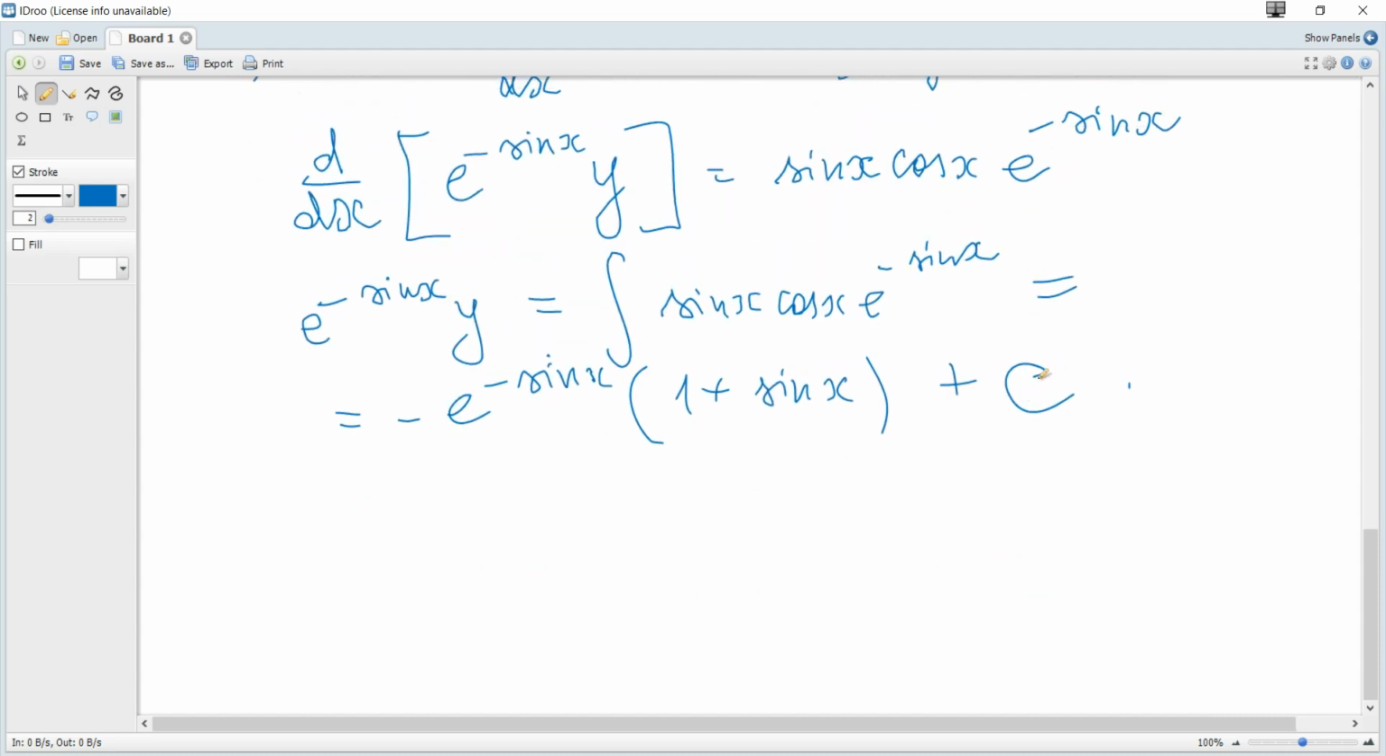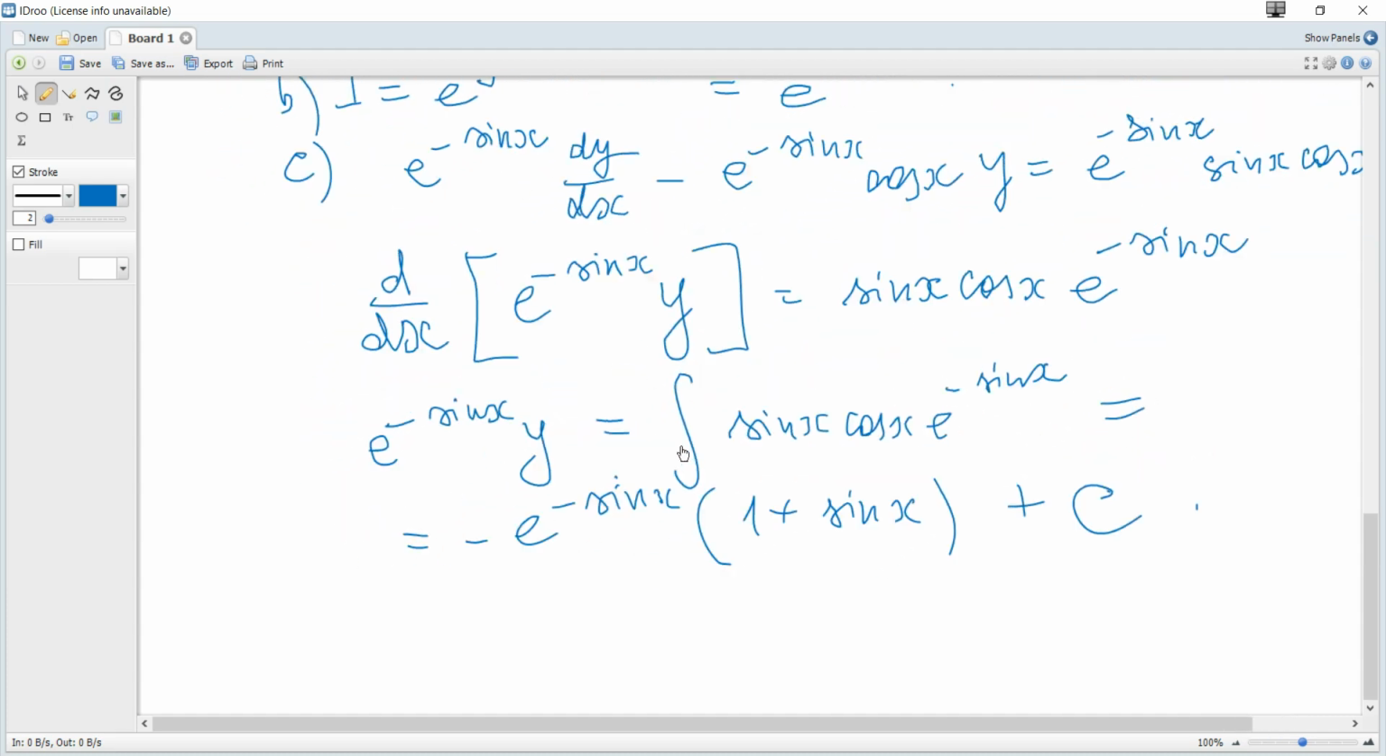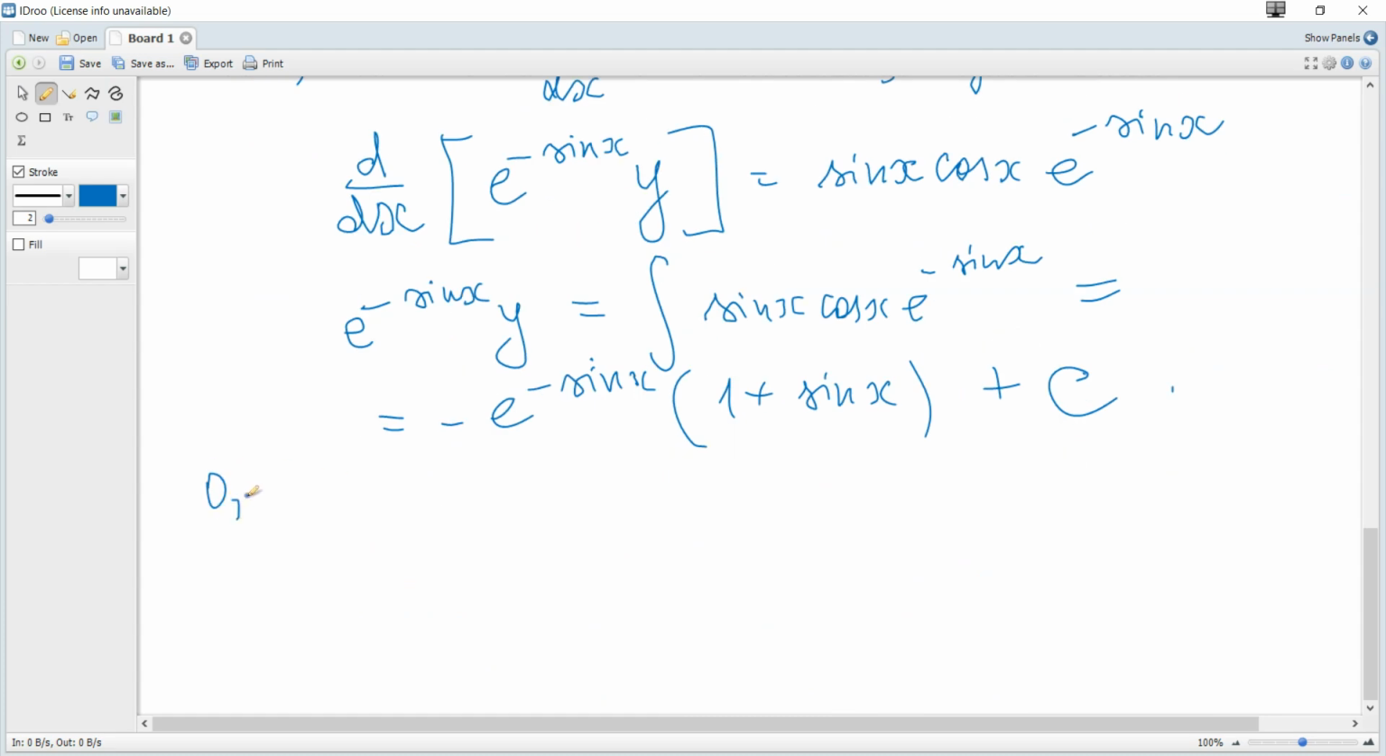We can find the constant here, or solve for y and then find the constant. So it is given a point. What point? 0, negative 2. And e to the power of 0 is 1, so it's negative 2. It's minus 1 plus constant. Let's check: 1 multiplied by 1. Okay, so the constant is negative 1.